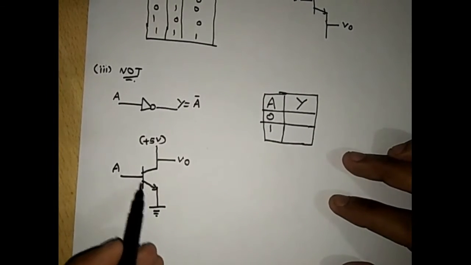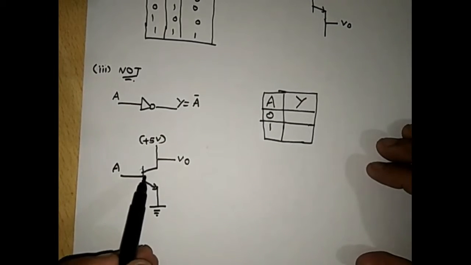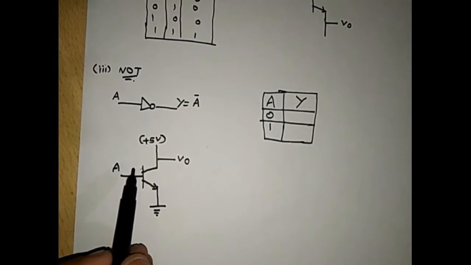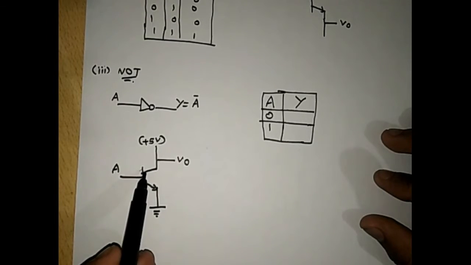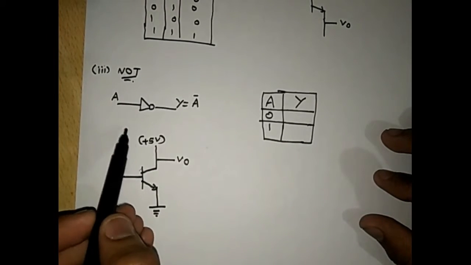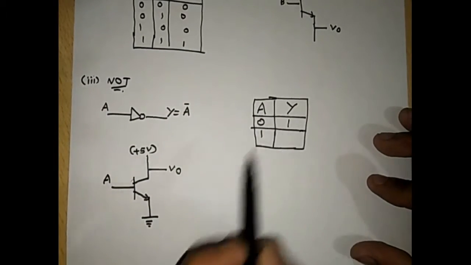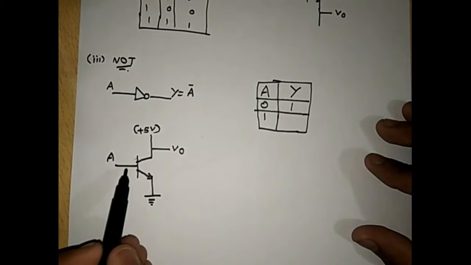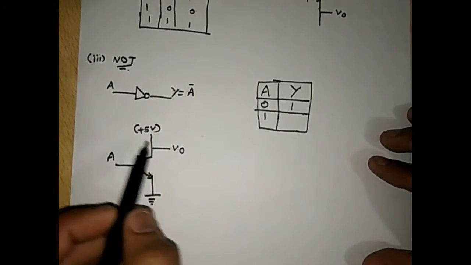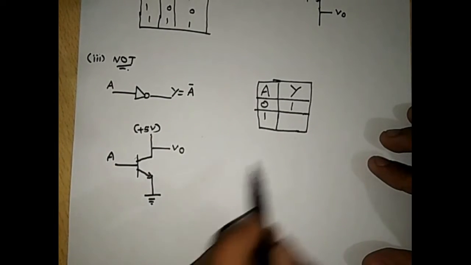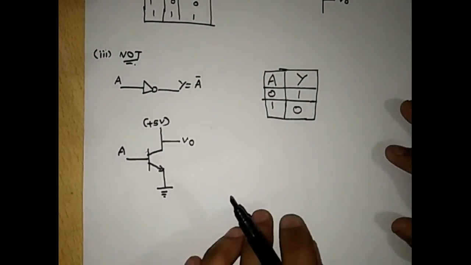When the input is 0, the transistor will be in off state, and ideally it has infinite resistance. So when the input is 0, it acts as a turned off switch, and then the output voltage will be the input plus 5 volts, and it is taken as 1. When the input is 1, the transistor will act as an on switch, and it will act as a short circuit. So this V0 will be connected to the ground potential. So the V0 value means 0.